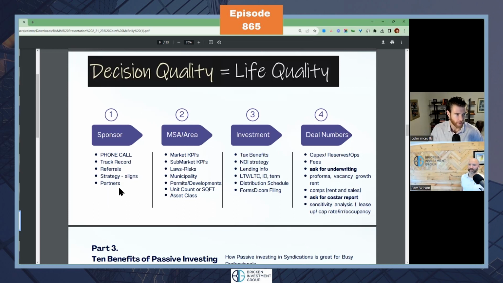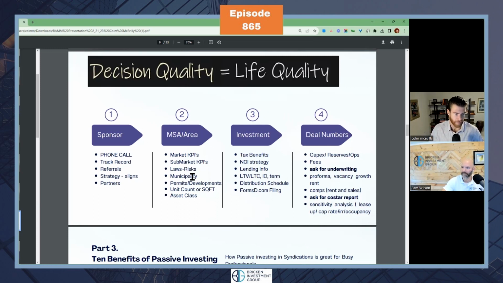You need to vet the sponsor. Then you need to look at the MSA and the area, and then you need to look at the investments. And eventually, like I trust Sam. I've invested with Sam before. I trust him as a sponsor, so I don't need to do this. So what I'm saying is that this decision-making process is going to be a little bit shorter in the future.